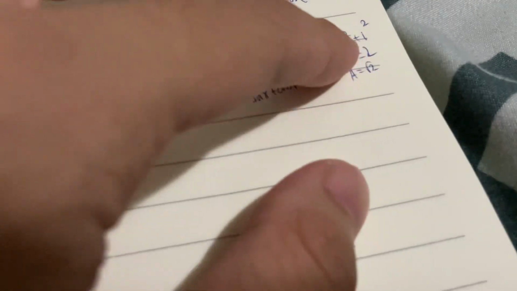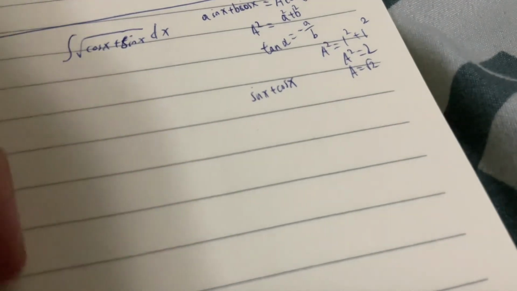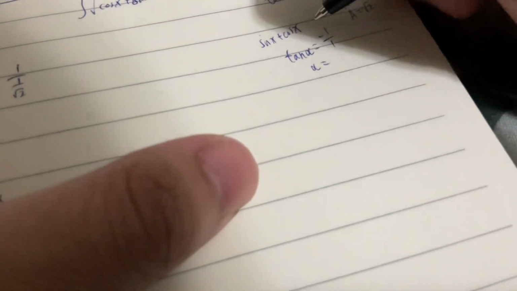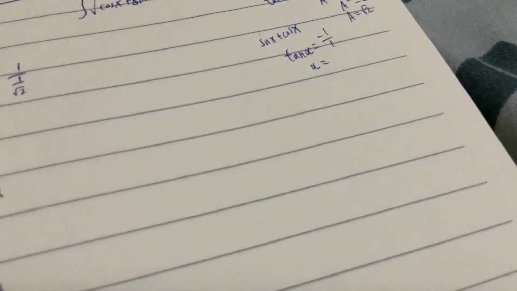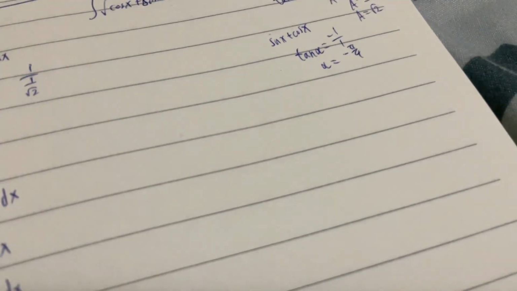You can also get a negative value here. Here, what's our tangent alpha though? Our tangent alpha is just this coefficient, negative 1 over 1. So you can get alpha equal to, taking the inverse on both sides, negative 45 degrees. But we are in an integral, so we need to change it to radians, so this is negative pi over 4.